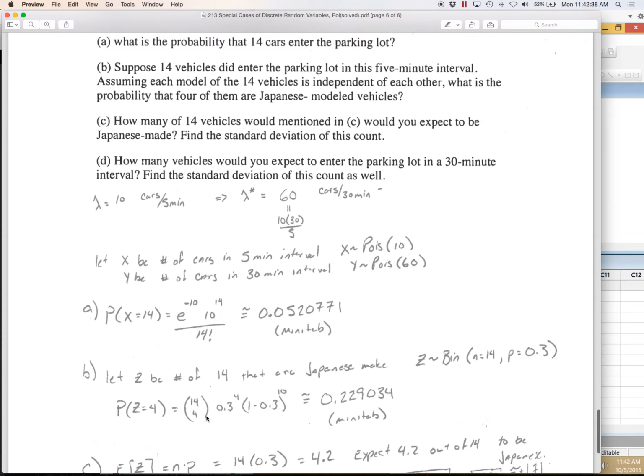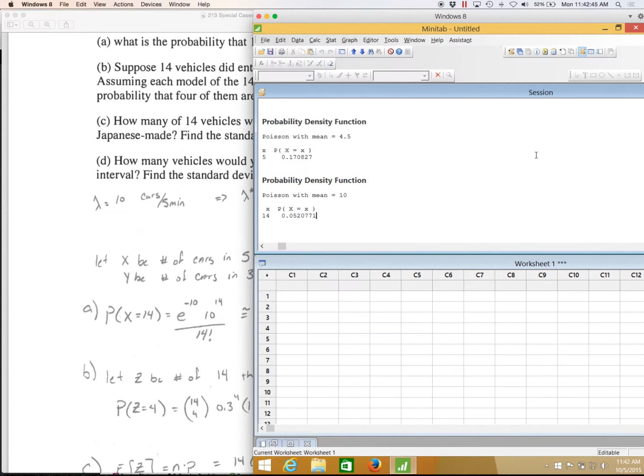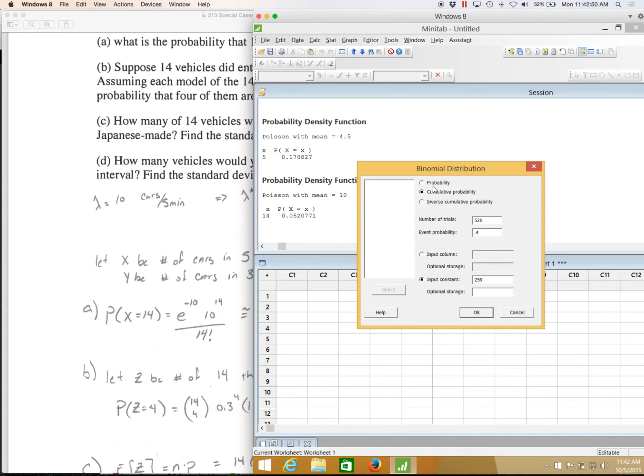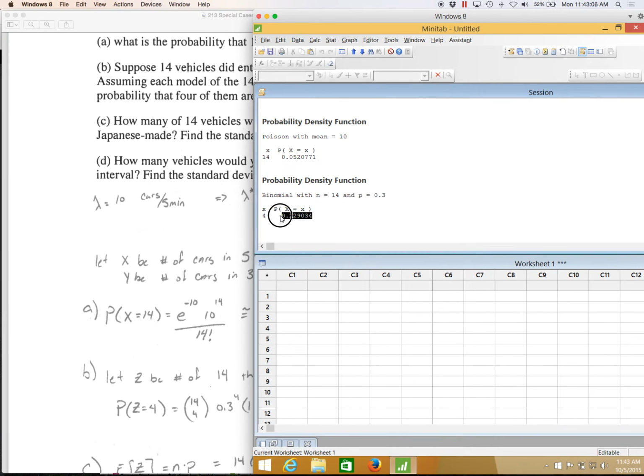Okay, this is just Z is equal to 4. It's 14 choose 4, 0.3, which is the probability of success, to the power 4, and 0.7, which is the probability of failure, to the power 10. In Minitab, then, this is just Calc, Probability distribution, binomial. Here, the number of reps is 14. Probability of success is known to be 30%, and the exact probability of having 4 out of those 14. Again, equal sign is this first option, the probability sign. Okay, so you can see the binomial probability of 4 out of those 14 being Japanese is somewhere around 23%.